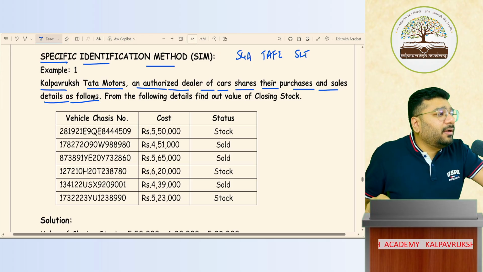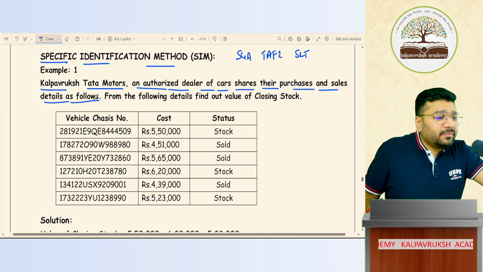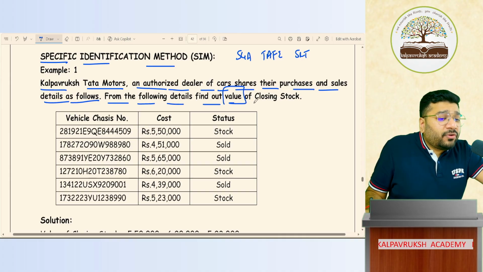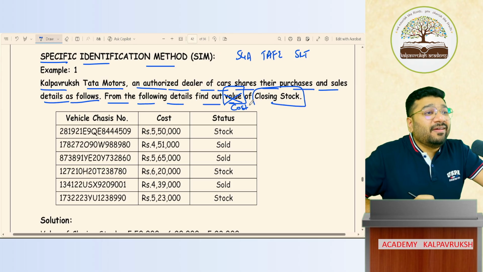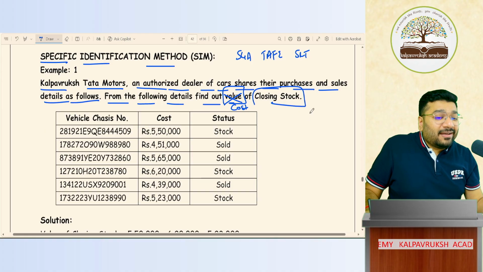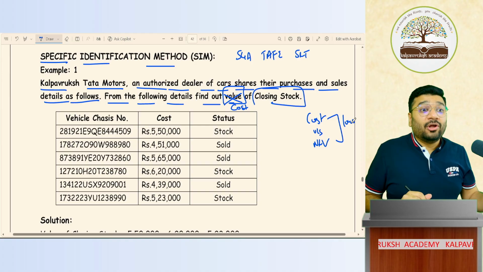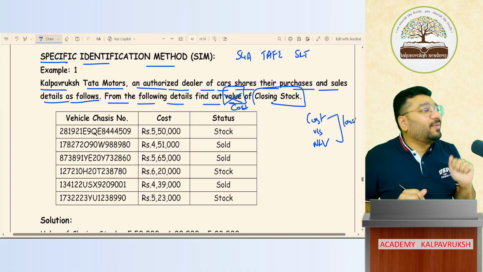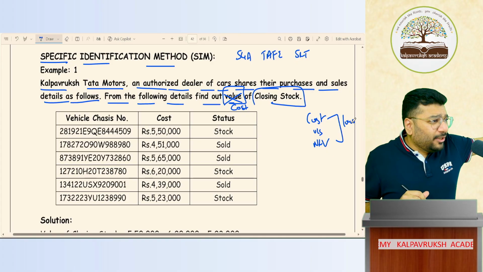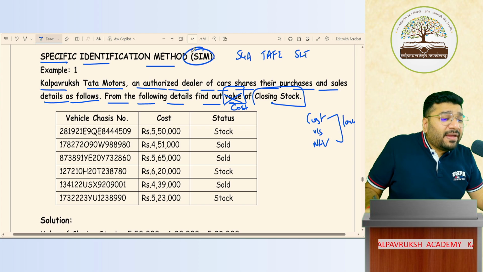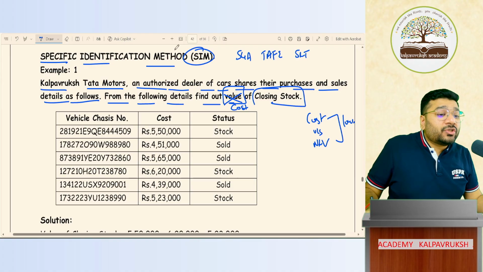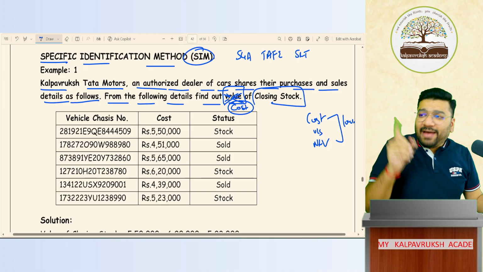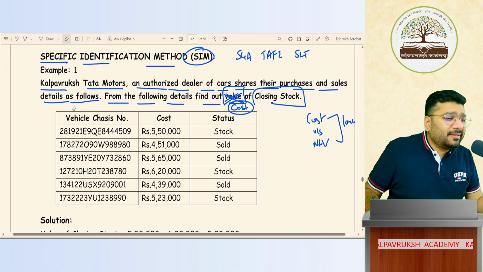This year I have given the details of the cars I bought and sold. Okay? From the following details, find out the value of closing stock. Actually speaking, the right term is not value. Find out the cost of closing stock. How do we do the valuation? For doing the valuation, I need cost. Then I'll compare this with NRV. In this, I'll take the lower. Then only the value will come. Are we going to apply Accounting Standard 2 to do the valuation? No. So what is the intention behind specific identification method? To help us derive the cost of the inventory. Got it? So cut the value and write cost of the closing stock.